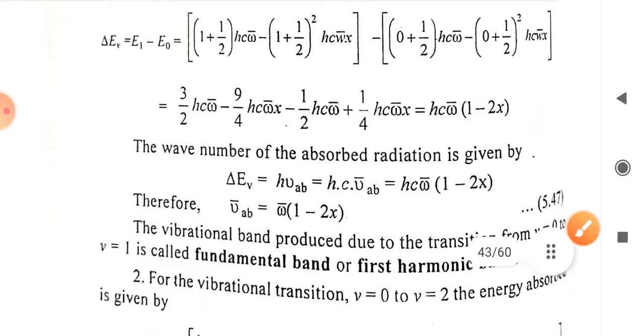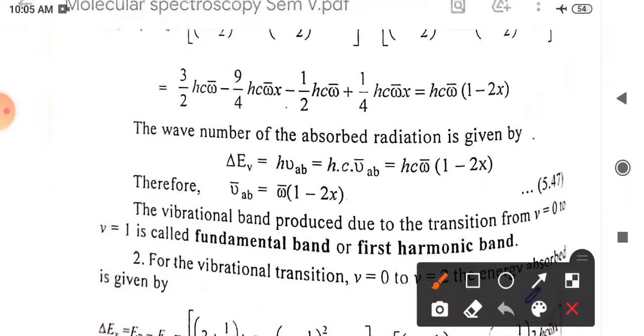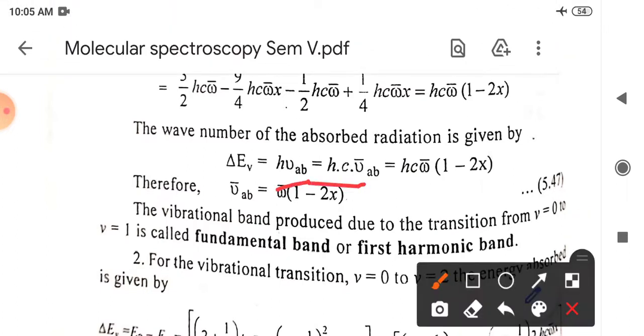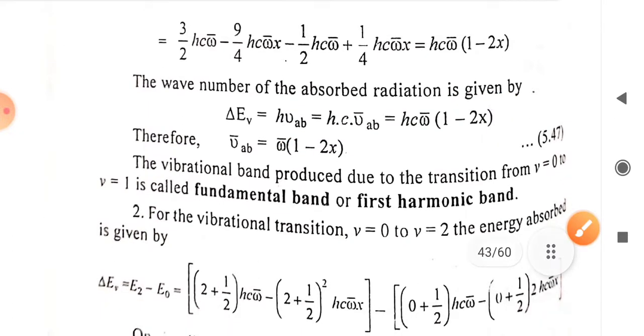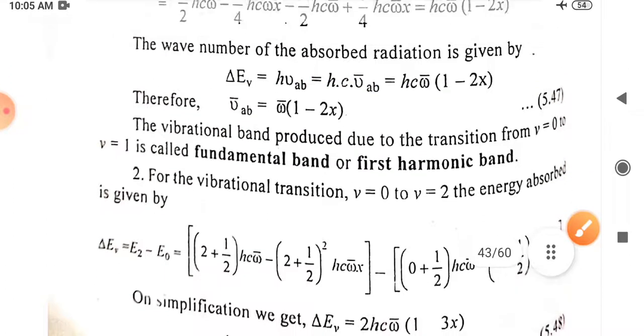The wave number of an absorbed line of radiation is given by the energy absorbed, which is hc ν̄ equals hc ω̄ (1 minus 2x), like we have derived previously for the absorption frequency and the vibrational frequency. Once we have derived that, the hc and hc get cancelled out. So we are left with only ν̄ equals ω̄ (1 minus 2x). This is the frequency that is going to get absorbed from the given radiation.